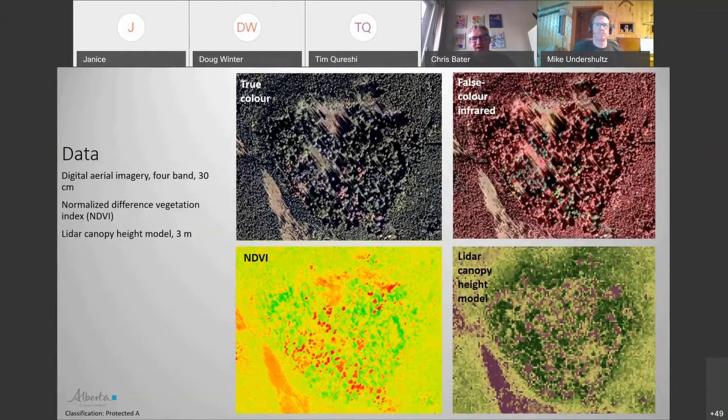And then on the bottom right, we have the LiDAR canopy height model. We didn't use the LiDAR directly as a predictor variable. What we used it for is to identify merchantable stands. So in this case, we only looked at trees that were taller than 13 meters, I believe was the number. So it was a really important masking tool for us to have that canopy height model.